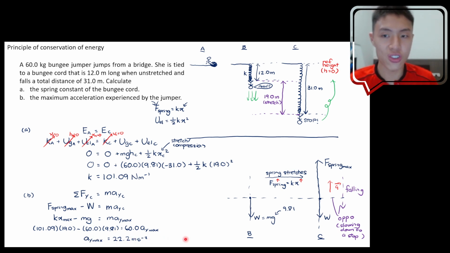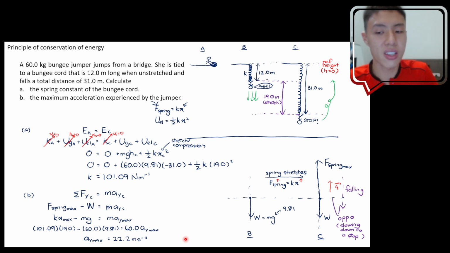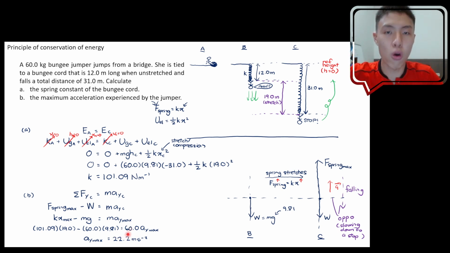That's about 2g, about twice of g. So you feel a force pulling you upwards. That force almost exceeds twice the gravitational pull that you're experiencing downward. Just a little understanding of what's happening here. That's about 2g, a strong pulling force pulling you back upwards.